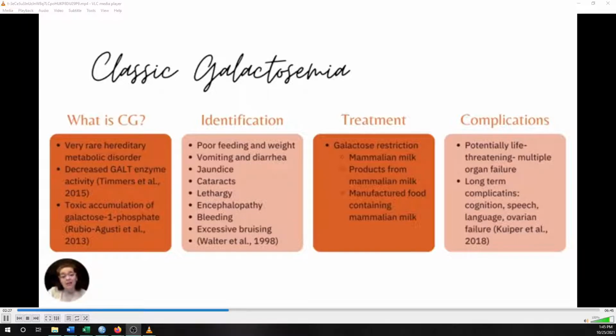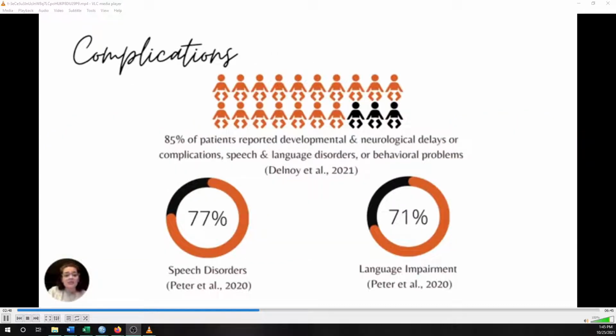So long-term complications, even after discontinuing all consumption of galactose, a child, or a person, adults as well, are not guaranteed no further complications. In fact, many still report having cognition, speech, language disorders, and even ovarian failure later on in life. Let's take a deeper look at these complications, especially dealing with the speech and language complications.